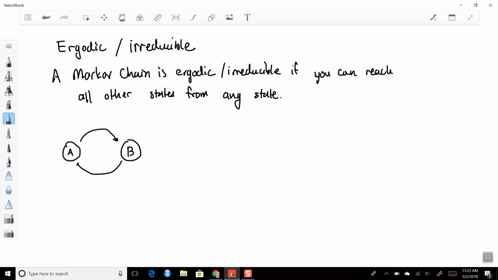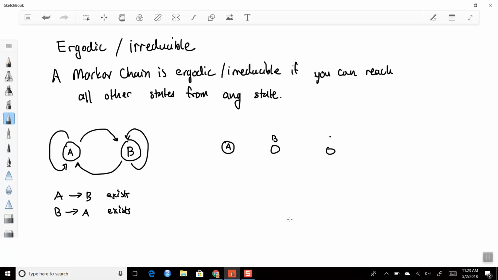Okay, so if we have this, this is ergodic because from A you can reach B, and from B you can reach A. All right, A can get to B, and B can get to A. This exists, and this path exists also. Okay, and if you have A and B, I'm going to draw these circles bigger. Okay, you don't need to have a direct path.